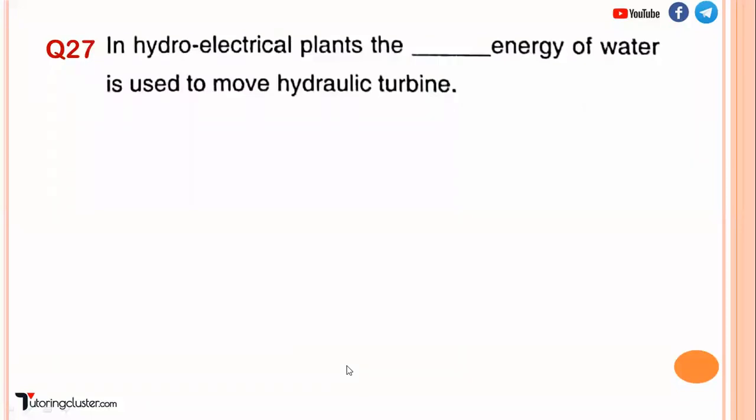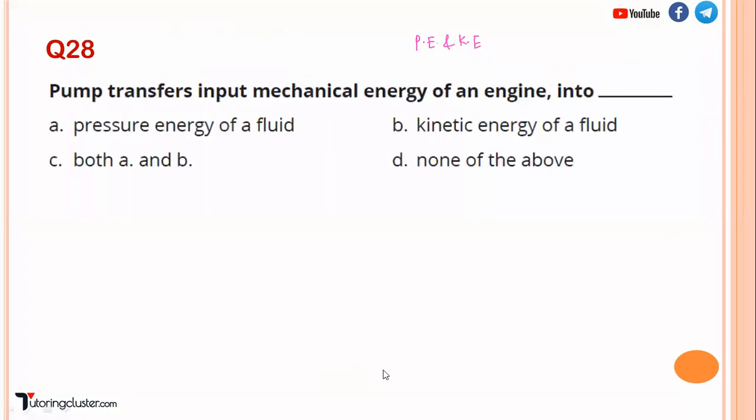Now, let us see next. In a hydroelectric plant, the dash energy of water is used to move the hydraulic turbine. Basically, the potential energy and the kinetic energy of the water is used to move the hydraulic turbine. Okay, next question.